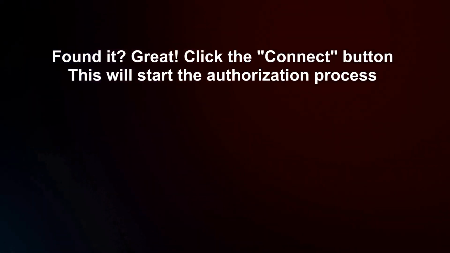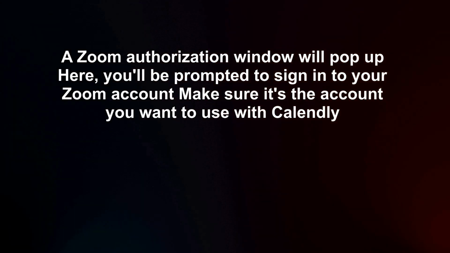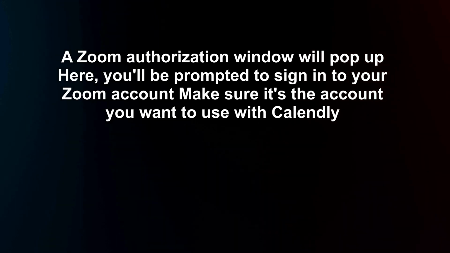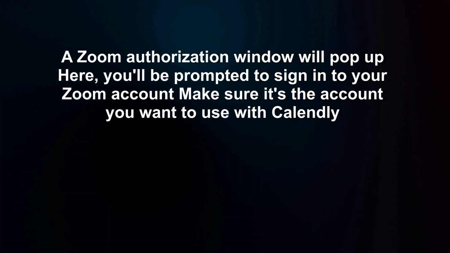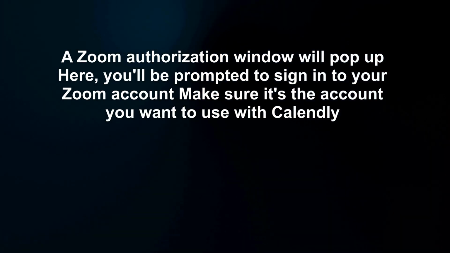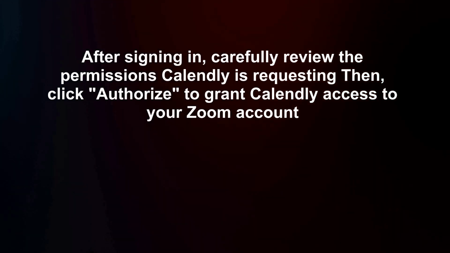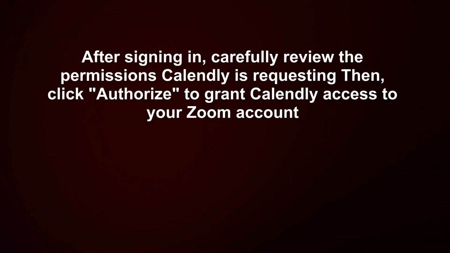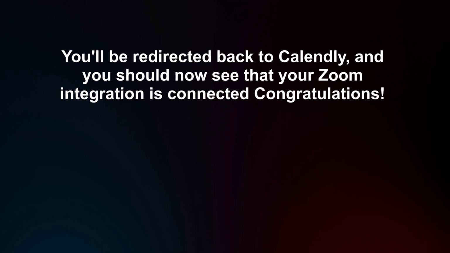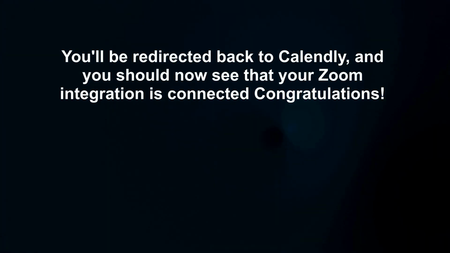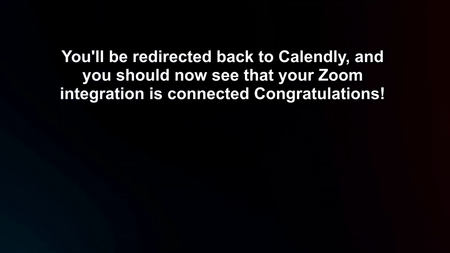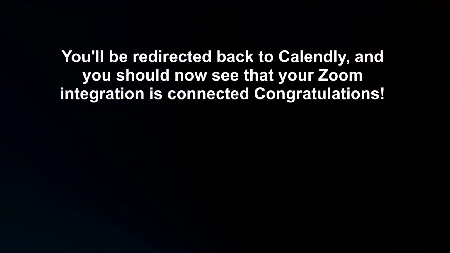This will start the authorization process. A Zoom authorization window will pop up here. You'll be prompted to sign into your Zoom account. Make sure it's the account you want to use with Calendly. After signing in, carefully review the permissions Calendly is requesting. Then, click Authorize to grant Calendly access to your Zoom account. You'll be redirected back to Calendly, and you should now see that your Zoom integration is connected.